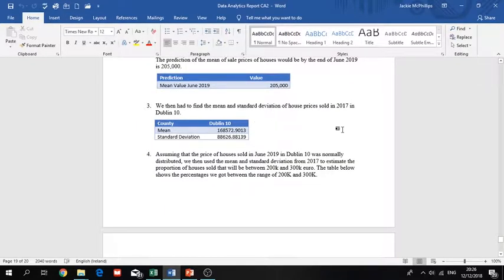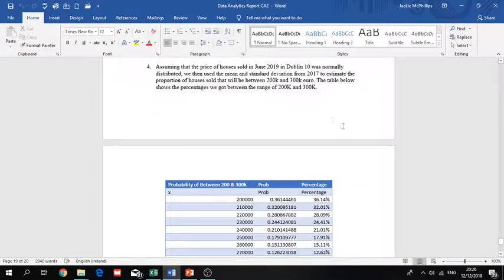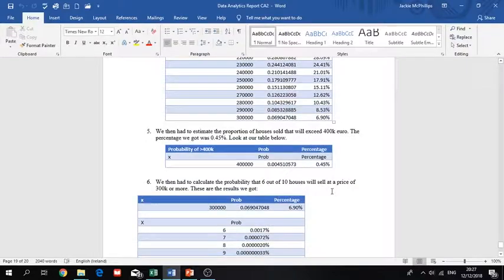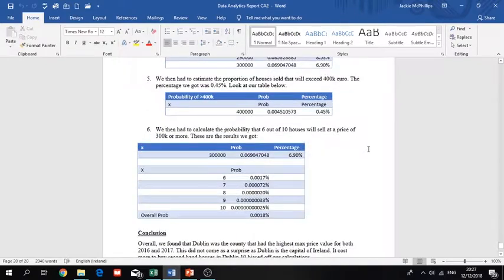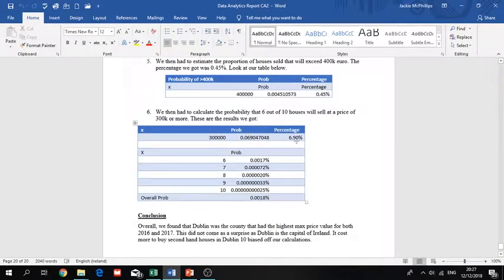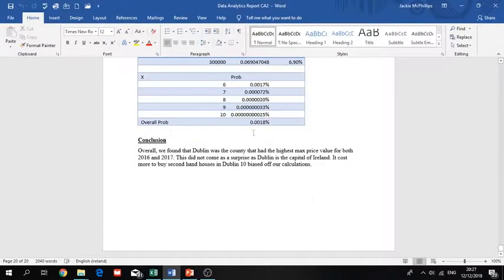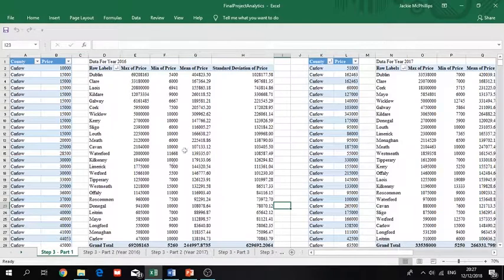Part 3 of step 6 was to find the mean and standard deviation for Dublin 10. Part 4 was to find the probability of house prices between that value. Part 5 again asked for more probability statistics, and so did part 6 of step 6. I then compiled a small conclusion at the end. This is our Excel workbook.